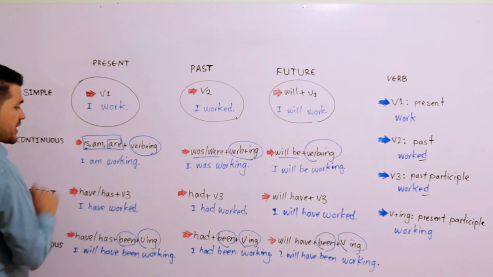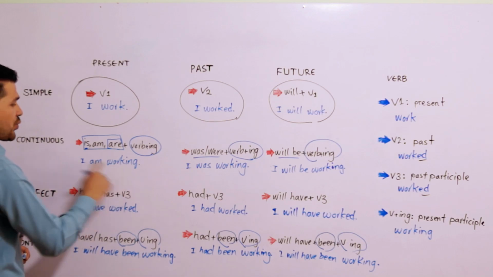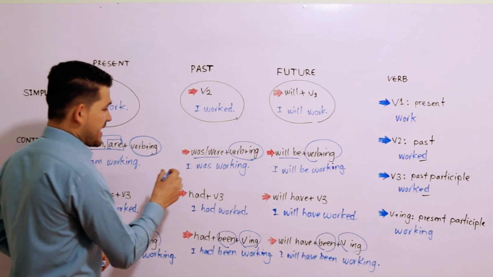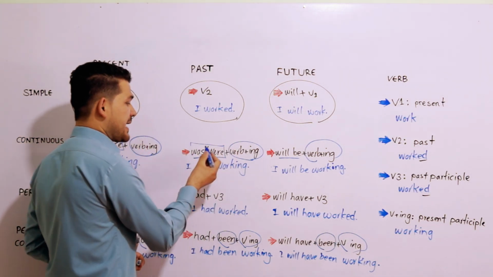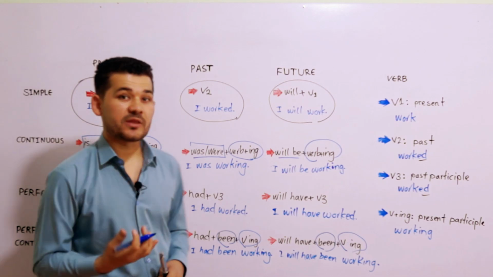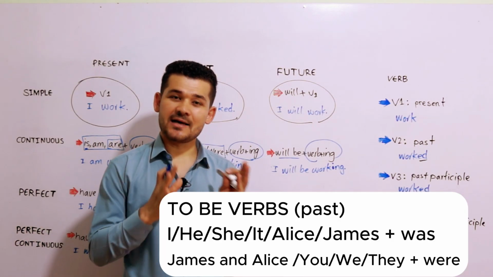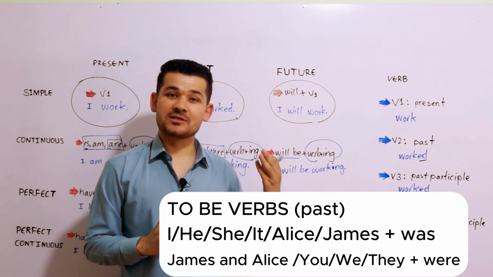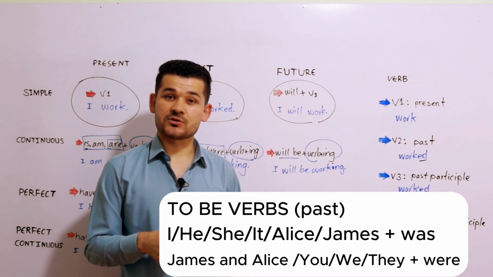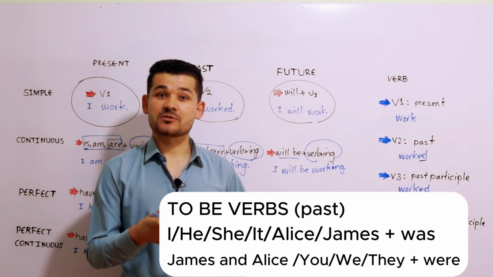He is working. She is working. They are working. But in the past, what are the past forms of the to be verb? They are was and were. We use was with I and the third singular person: he was, she was, and it was. And also with a person without the subject pronoun.